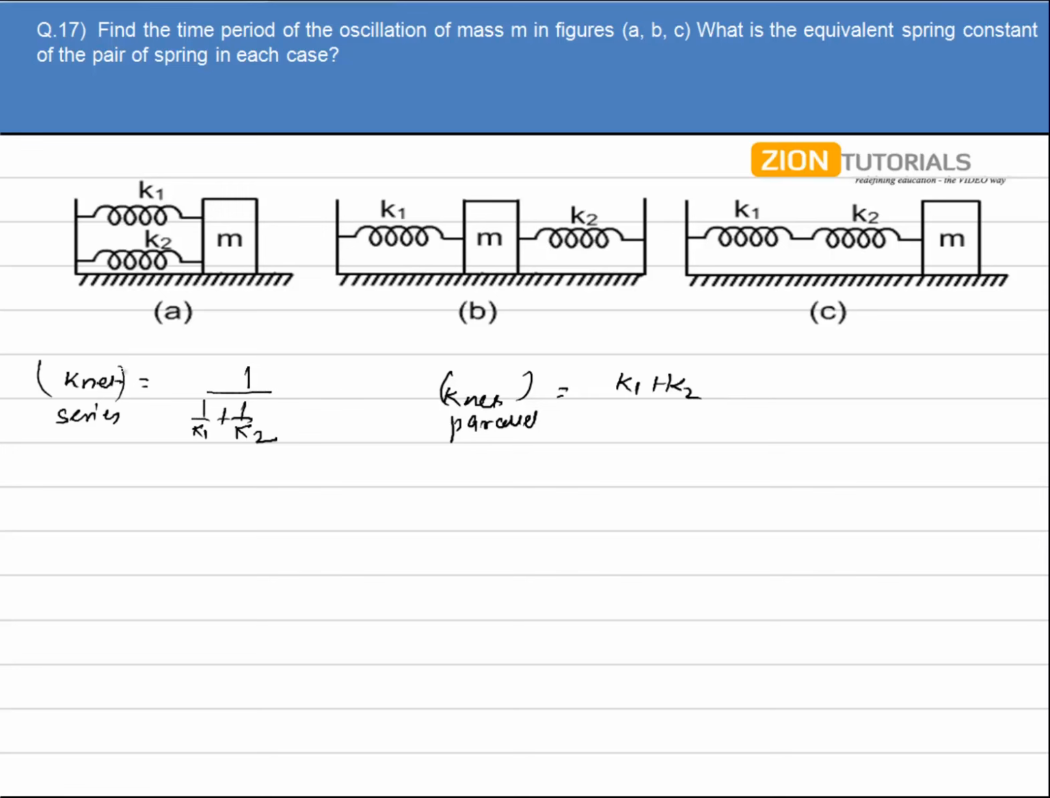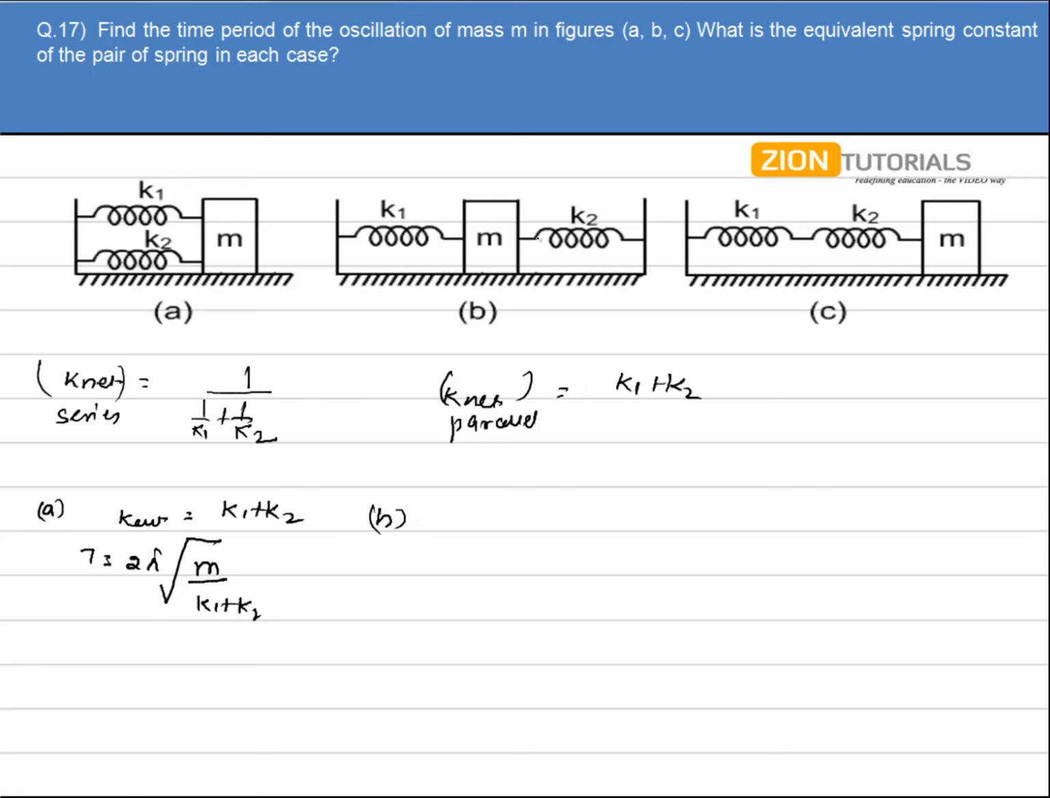Fine. Now I can solve the three parts very easily. In A part, the two springs K1 and K2 are in parallel combination, so K net will be equal to K1 plus K2, and the time period will be equal to 2 pi under root of m by K net, that is K1 plus K2.